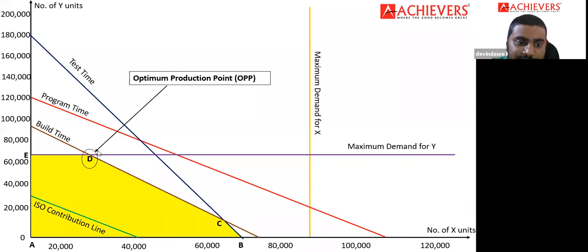Yes. So now circle point D, put an arrow and call it the optimum production point. Label it as the optimum production point.